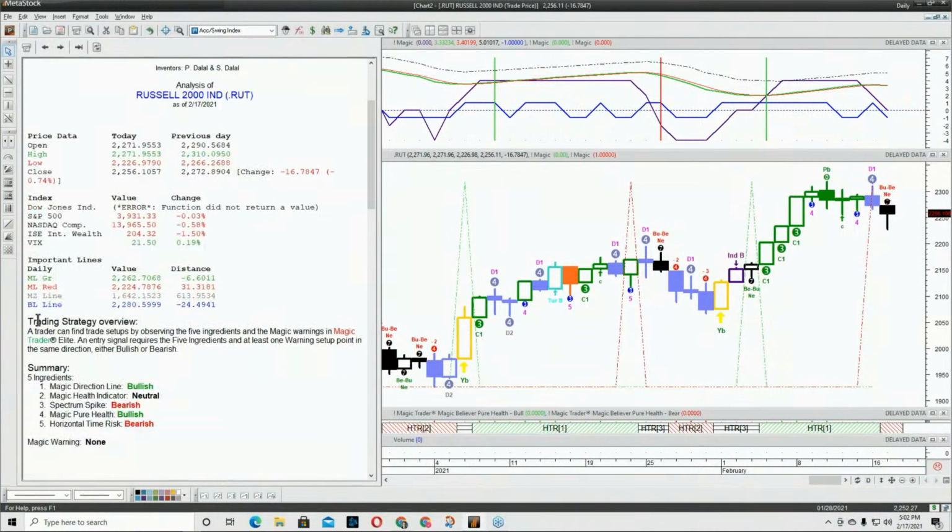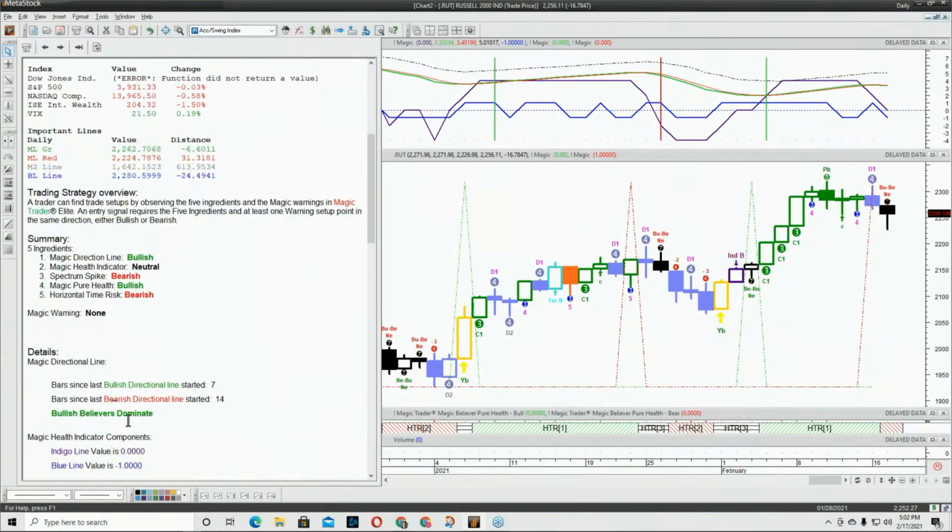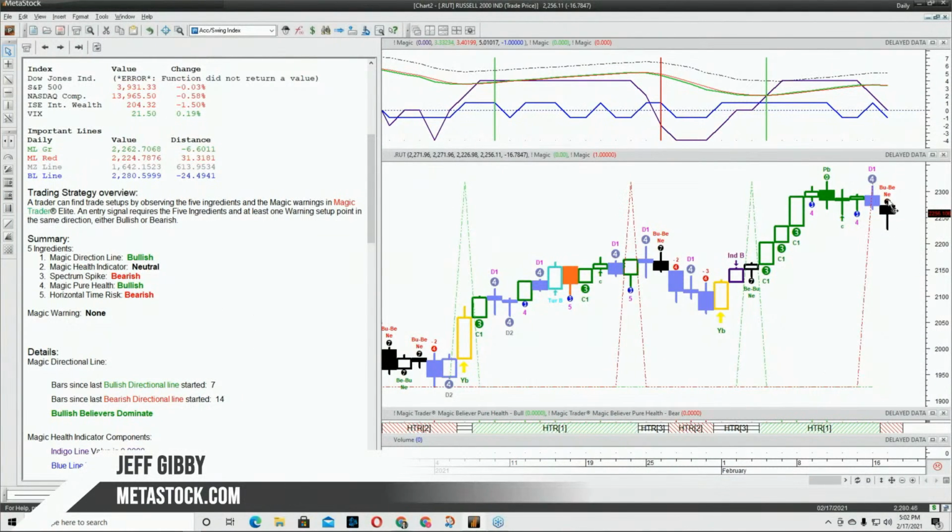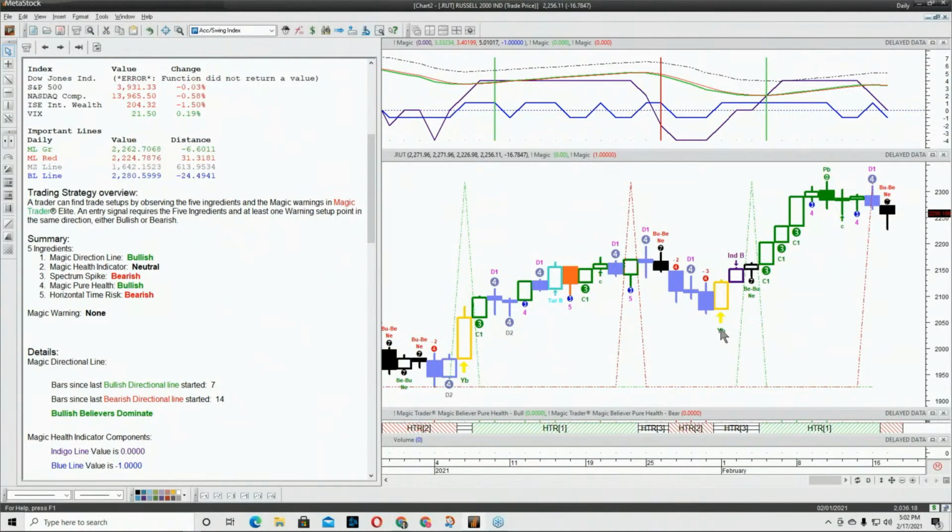It's very, very detailed. Right here, a trader can find trade setups by observing the 5 ingredients. He goes through what they are. He tells you if they're bullish, neutral, or bearish. It gives you any warnings that he sees on the chart. Just so that you're aware, you see this little triangle that points down. That means we're analyzing the latest candle. We can move that around just by moving the arrow. For example, if I wanted to analyze this yellow bar, I can move to that yellow bar, and it'll give me analysis for that day.